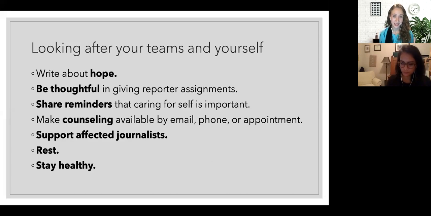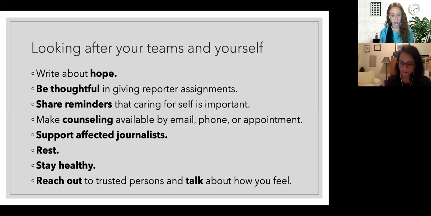Keeping as consistent a schedule as you can manage helps. So not staying up all night one day and then going to bed very early the next, but trying to keep a similar structure to your days can help with that. And finally, reaching out, talking to a person that you trust about how you feel. It could be an editor, colleague, family member, but it's very important to trust that that person will not judge you for what you say.